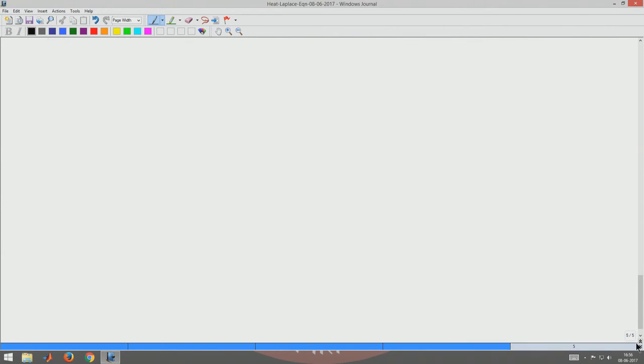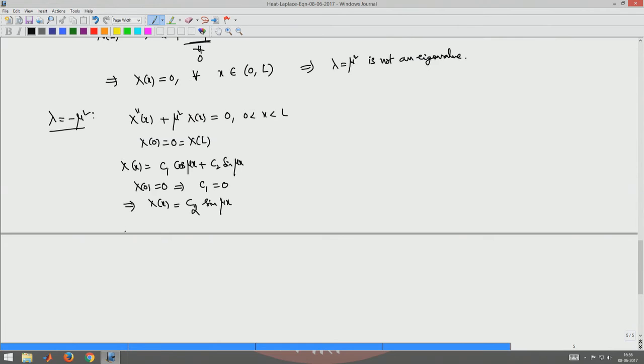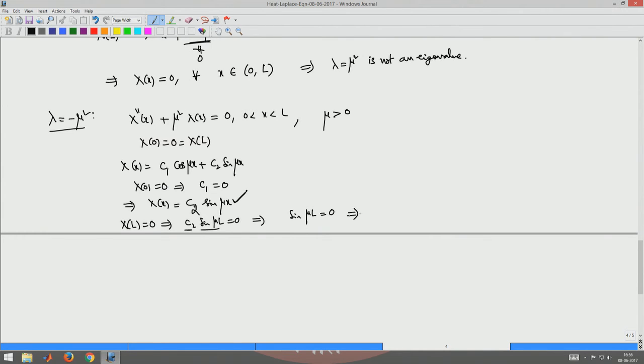Now you apply the other boundary condition, that is X at L equal to 0. That gives me C2 times sin mu L equal to 0. So the sin function can be 0 for certain mu values. Here mu is positive, and for those mu values for which sin mu L equal to 0, C2 can be arbitrary. That means sin mu x, such that mu satisfies sin mu L equal to 0, will be an eigenfunction. So sin mu L equal to 0 implies either C2 is 0 or sin mu L is 0. C2 is 0 means X of x is completely 0, so it is not an eigenfunction. But there are certain mu values for which sin mu L is 0.